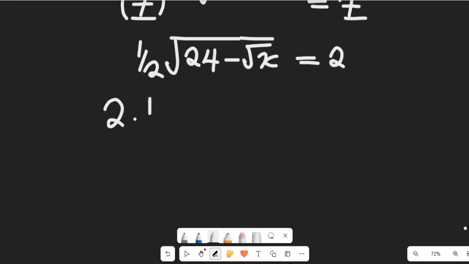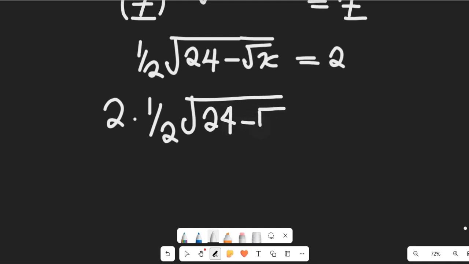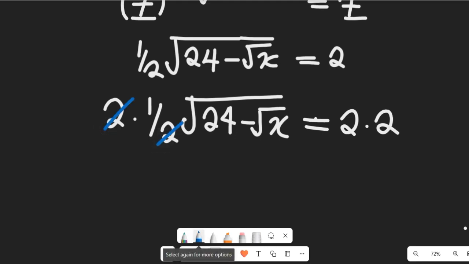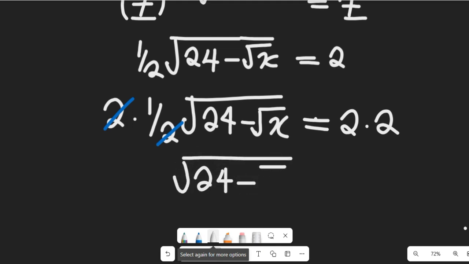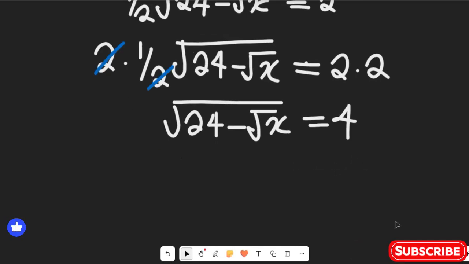So 2 multiplied by 1 divided by 2, multiplying the square root of 24 minus the square root of x, will be equal to 2 multiplying 2. So what do we have? 2 is going to cancel out 2, and then we'll have the square root of 24 minus the square root of x to be equal to 4. In the next step, we are going to take the square of both sides.